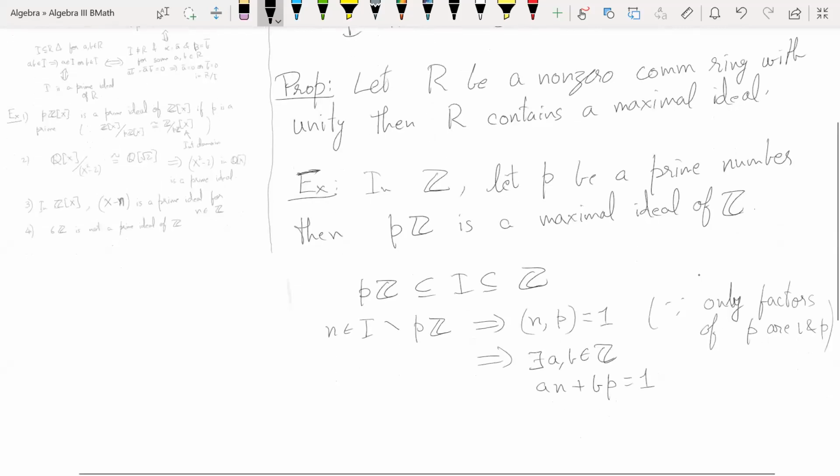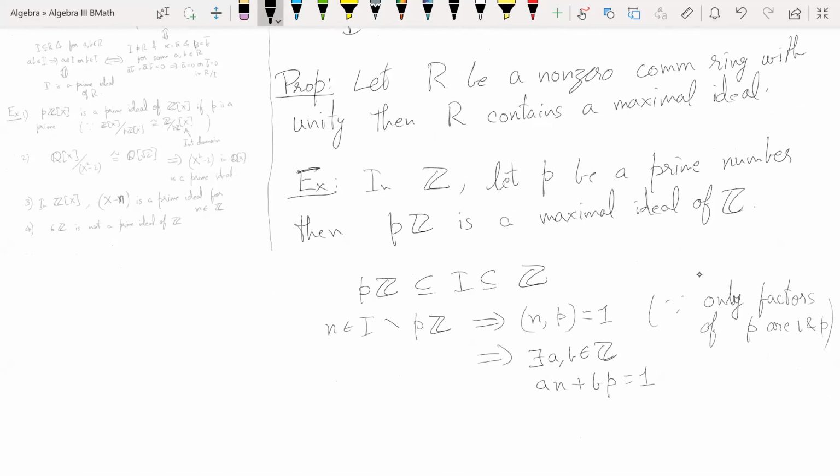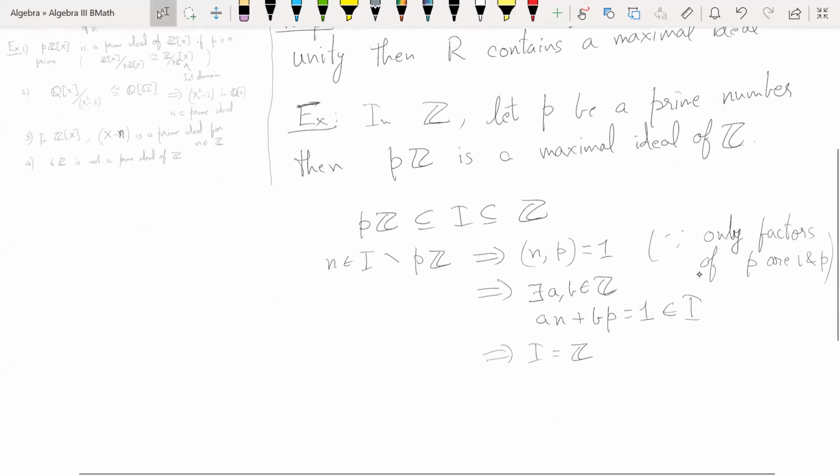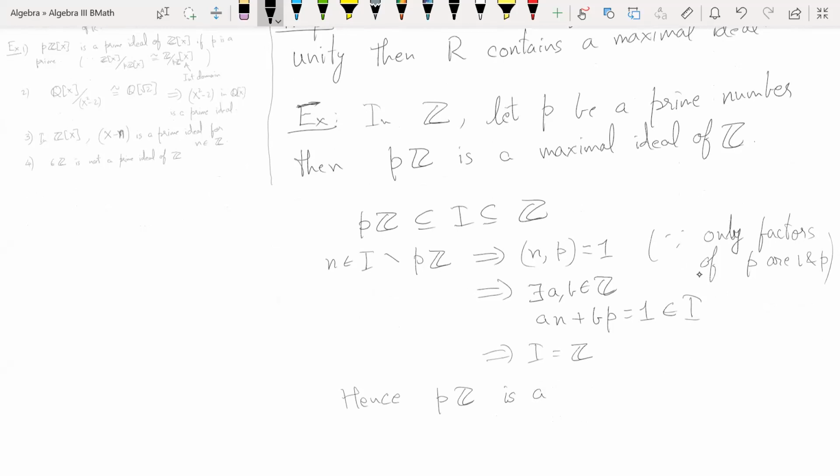But N belongs to the ideal I, and P also belongs to the ideal I. We are assuming the whole ideal PZ is contained in I. So that tells you that this belongs to I. 1 belongs to I, which implies I is equal to Z. So if 1 belongs, then everything belongs. Hence we assumed that I is different from PZ, then we showed that I is equal to Z. So hence PZ is a prime ideal, is a maximal ideal.